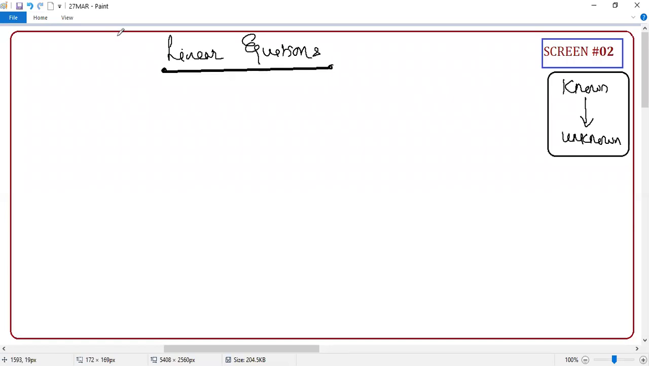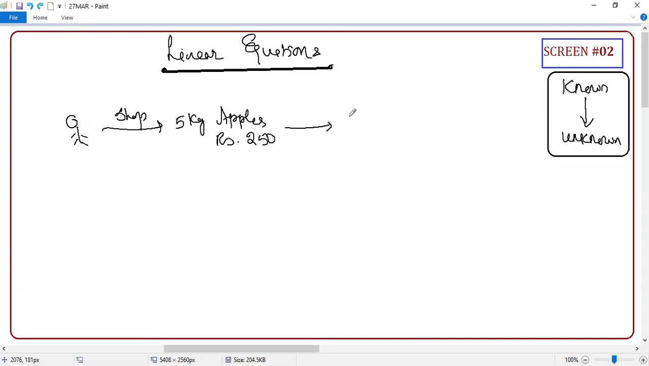Now let's come to why it's needed. Guys, you are going to your shop, and you are buying not 1 kg apple, you are buying 5 kg apples today, and you are paying rupees 250. From this relation, can you tell me what is the cost of 1 kg apple? 50 rupees. By seeing itself, you can say it is 50 rupees. The practical approach.